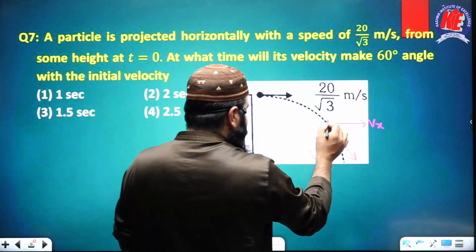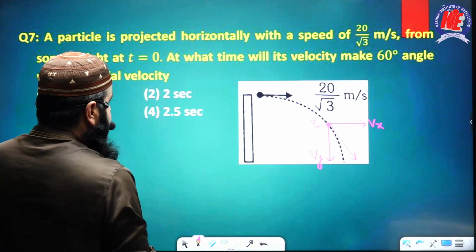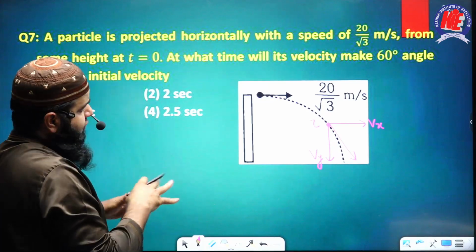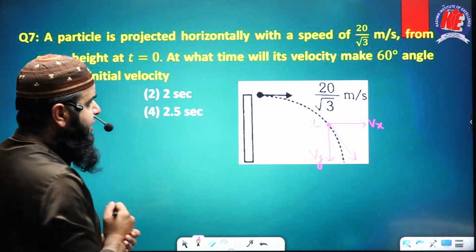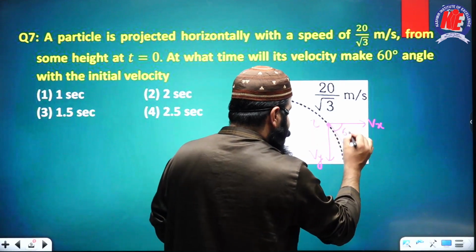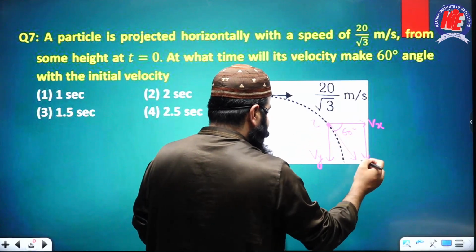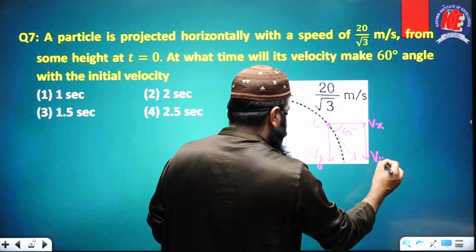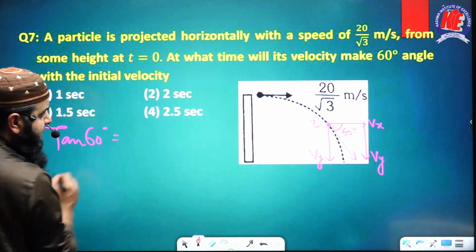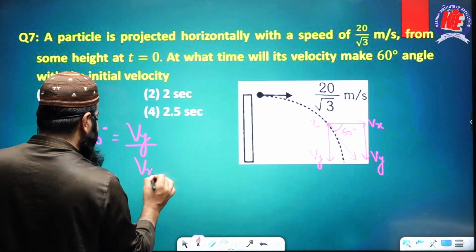And let's suppose it is time t when the particle is here. What is the given information? Initial velocity is given. हमें क्या निकालना है? At what time will its velocity make 60-degree angle with the initial velocity? With the initial velocity means with this direction. So ये angle आपको बेटा 60 दिया गया है. I can have the shift of the vy in this way. You can modify it a little, it's understood. Then if you want to write down the tan of 60 degree, that will be the perpendicular upon base. The perpendicular is vy, the base is, we will say, the vx.